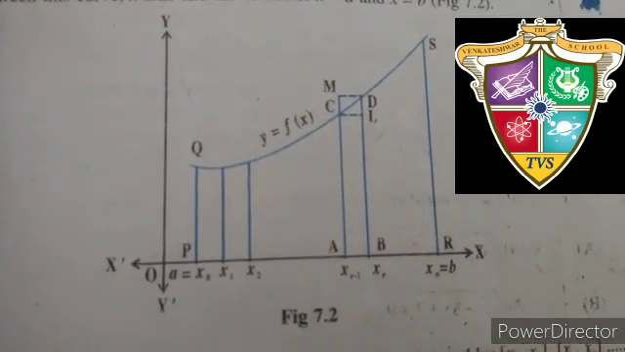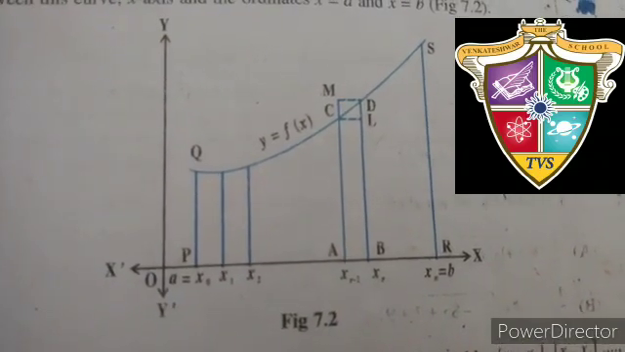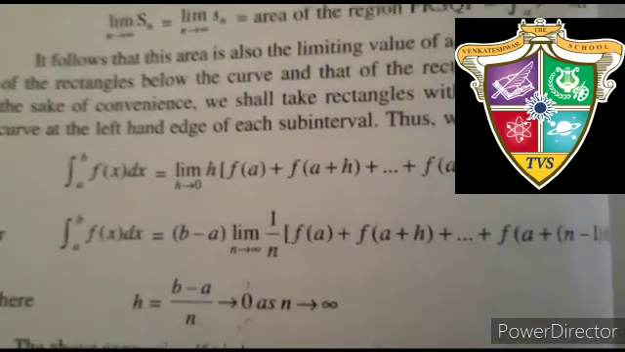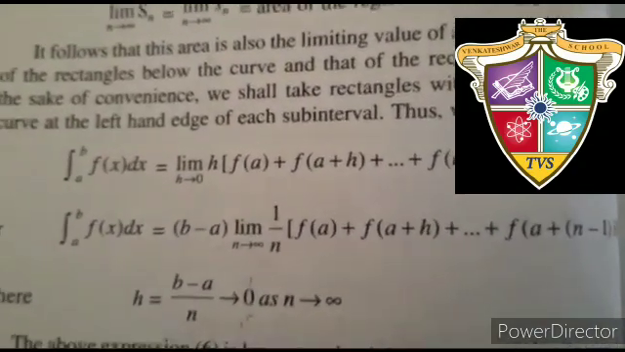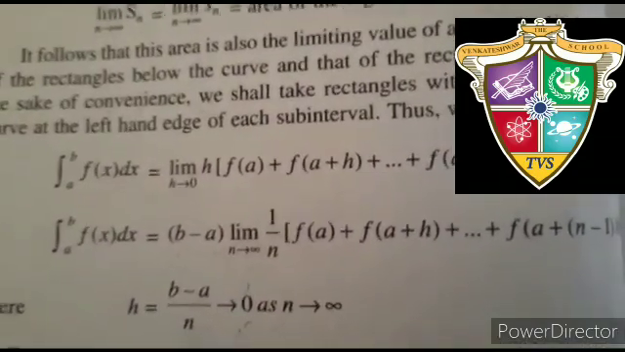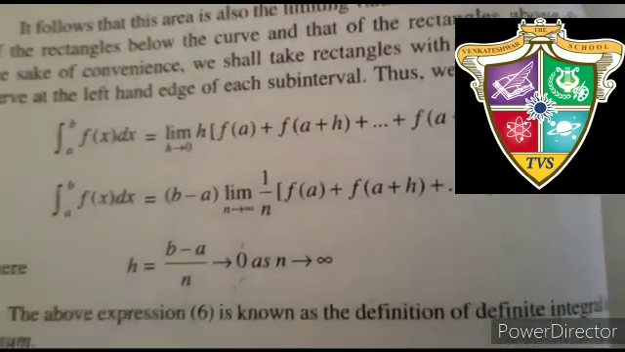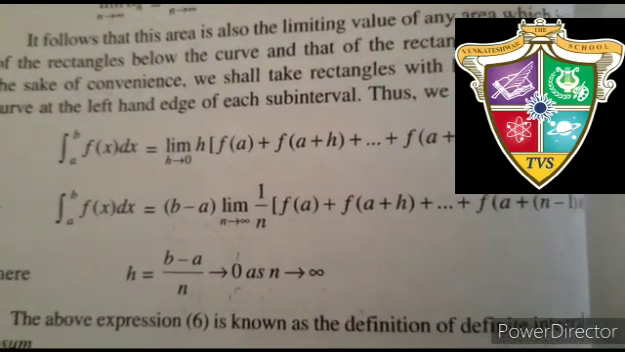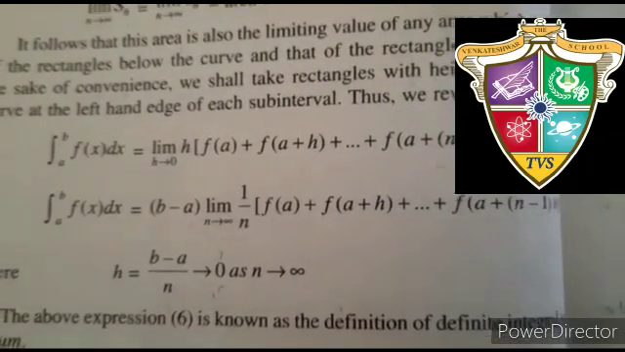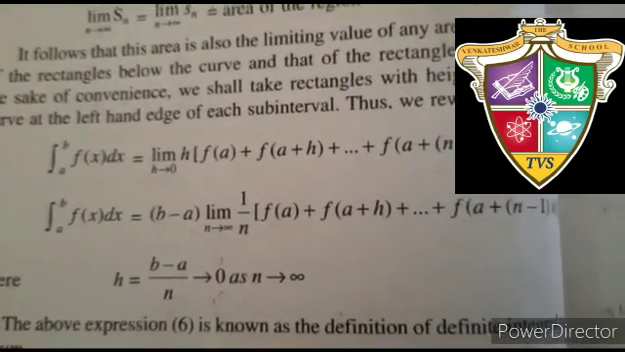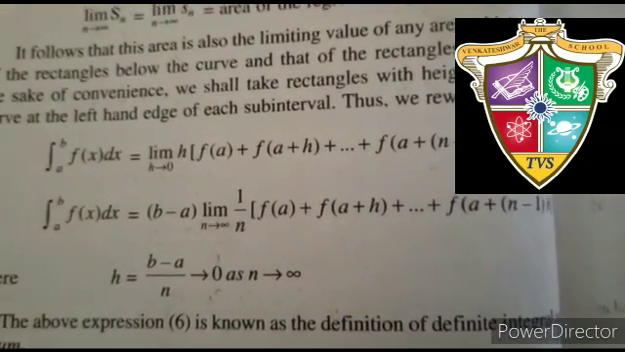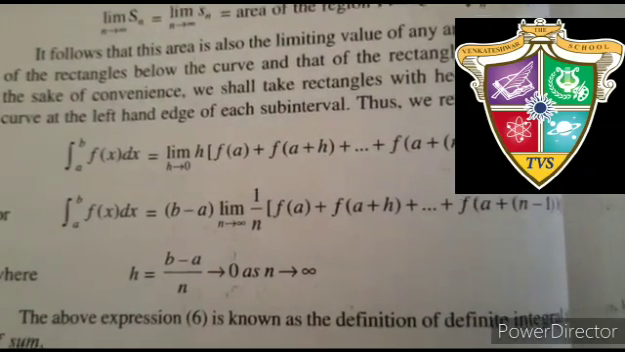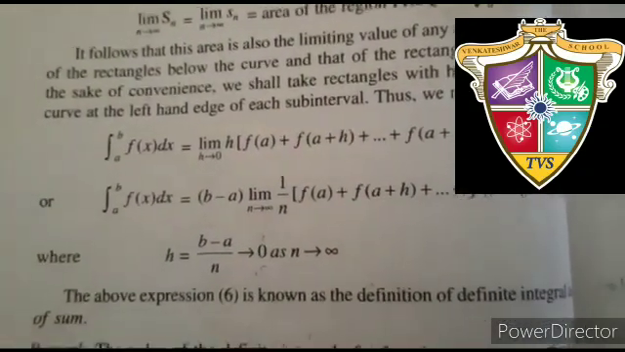Now, let us see how we can represent it as limit of sum. If you add all the areas, then eventually you get the area of the whole region. So here we get the formula: integral from a to b of f(x) dx is equal to limit h tends to 0 of h times [f(a) plus f(a plus h) plus dot dot plus f(a plus (n minus 1)h)]. So this is your formula for the limit of the sum.